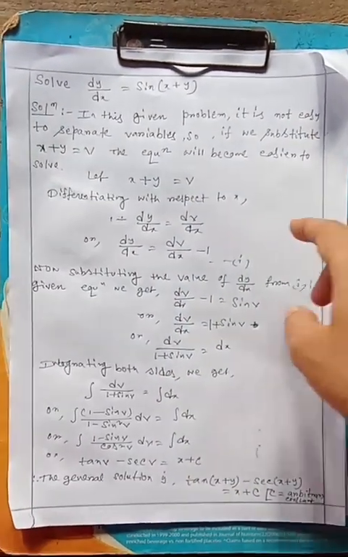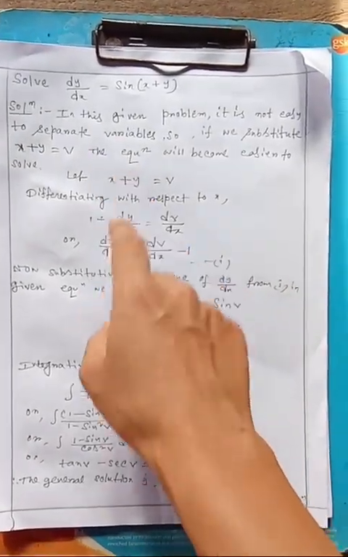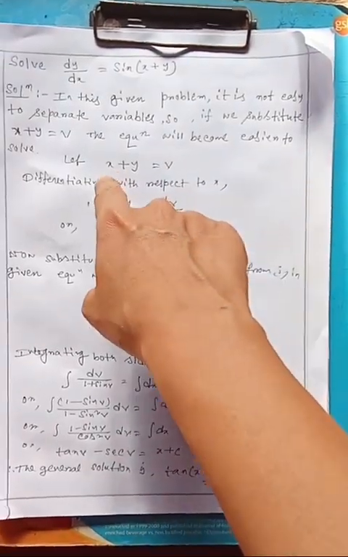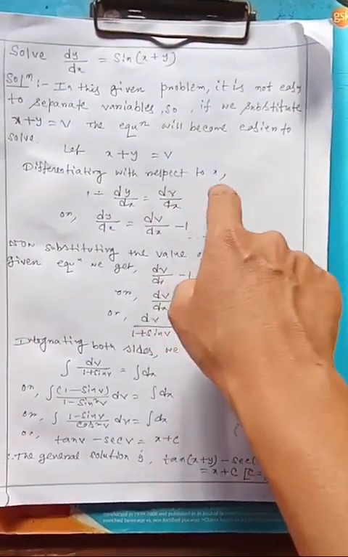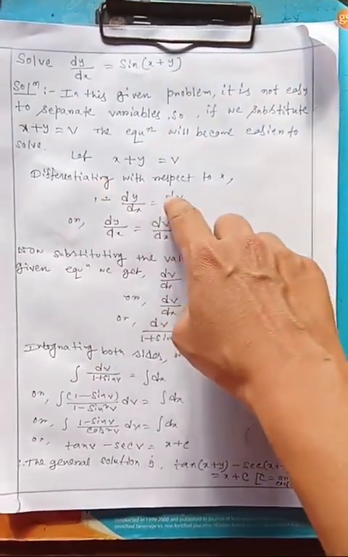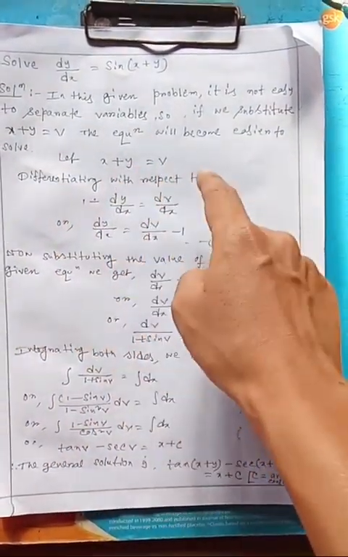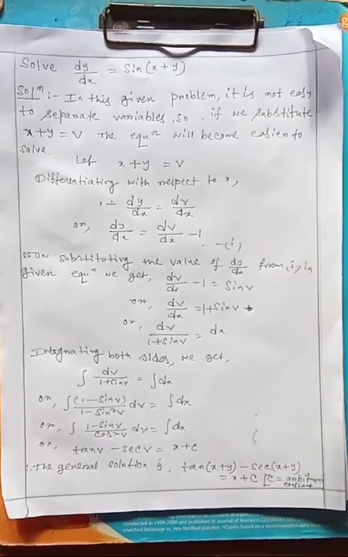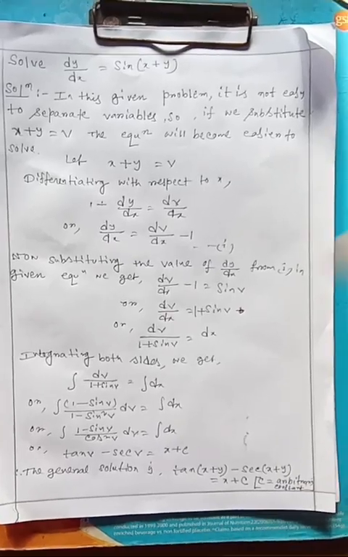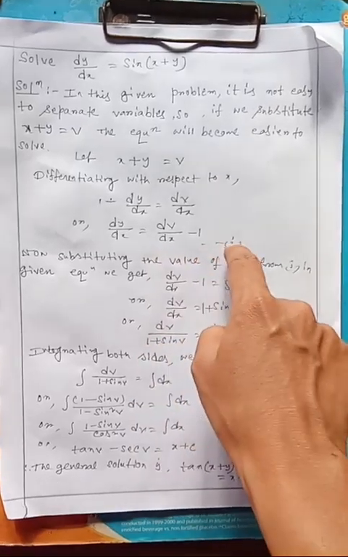Now differentiating both sides with respect to x, we get d dx of x, which will give us 1. d dx of y will give us dy by dx. So on differentiation with respect to x, this will give us 1 plus dy by dx. And v differentiated with respect to x will give us dv by dx. So x plus y is equal to v on differentiation with respect to x will give us 1 plus dy by dx is equal to dv by dx. Or we can write dy by dx is equal to dv by dx minus 1. We have named it as equation 1.